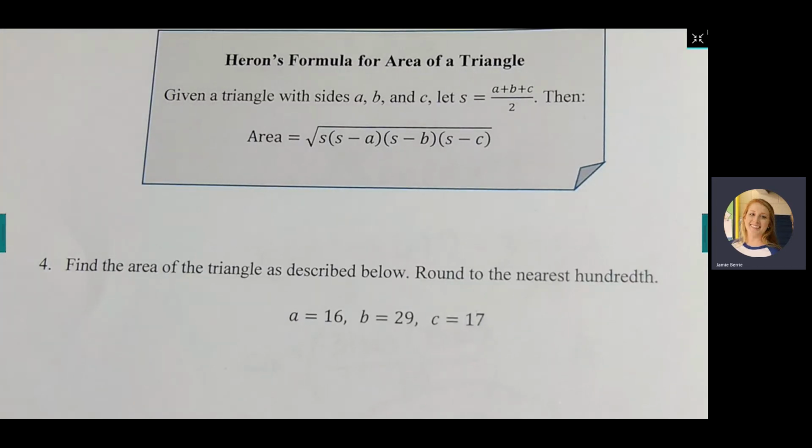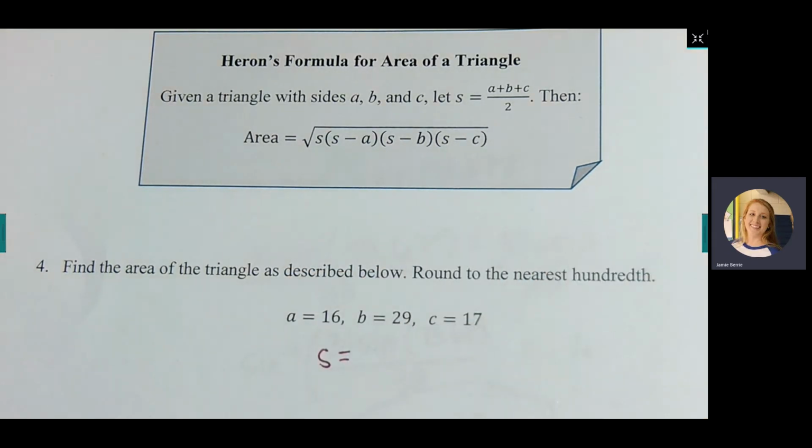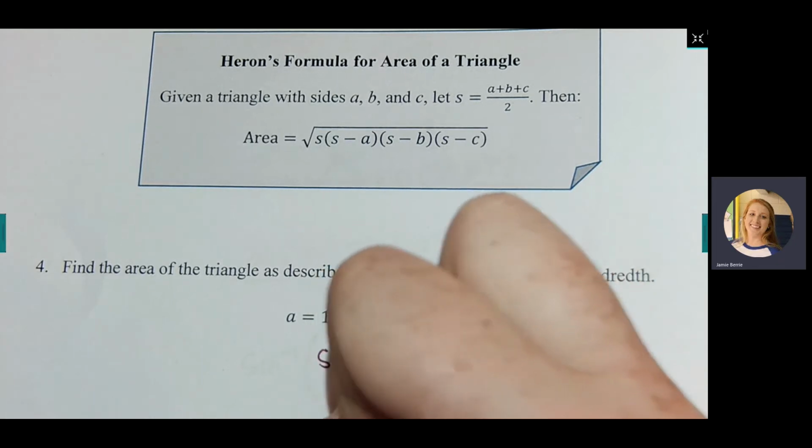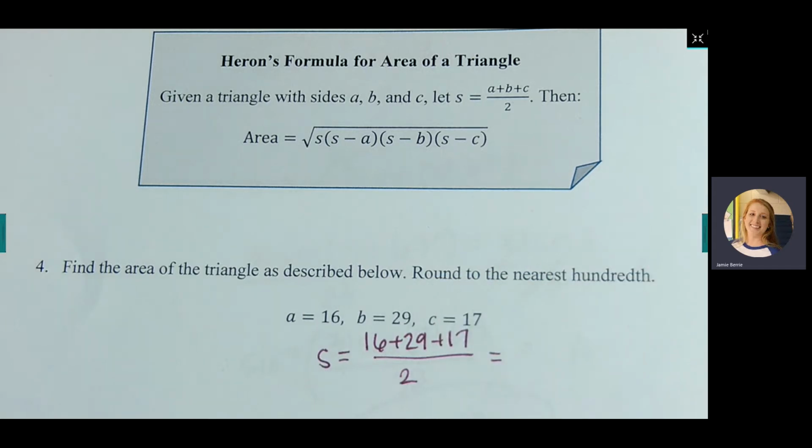All right, so we have number 4, just find the area of the triangle, round to the nearest hundredth. A is 16, B is 29, C is 17. You don't even need to draw a picture here. You can just plug this straight into the formula. First thing you need to find, though, is that semi-perimeter. So find S first every time. So go in, write down S is equal to A plus B plus C divided by 2. So 16 plus 29 plus 17 all over 2, which is how much? 31.